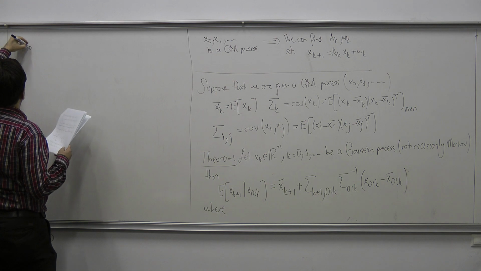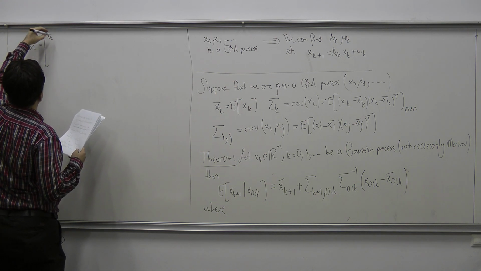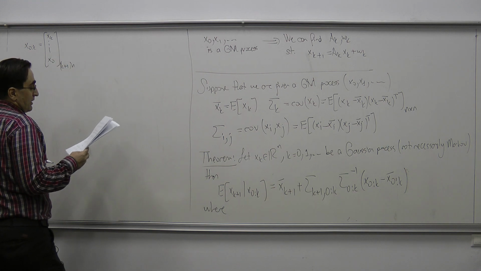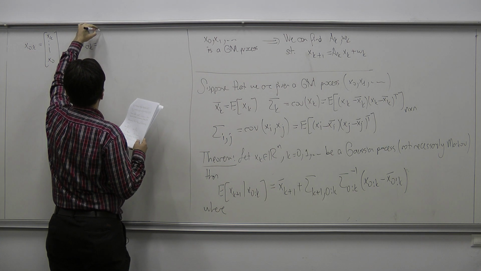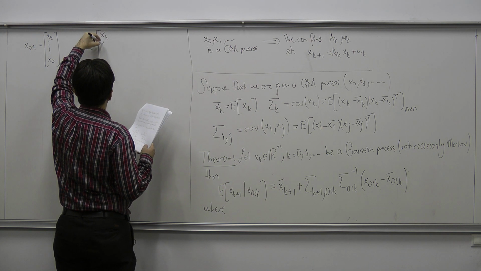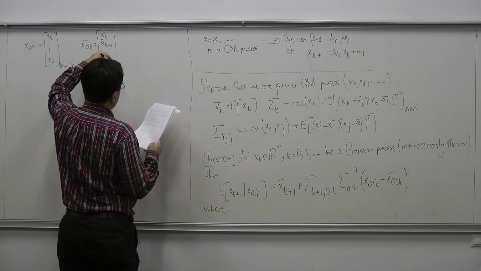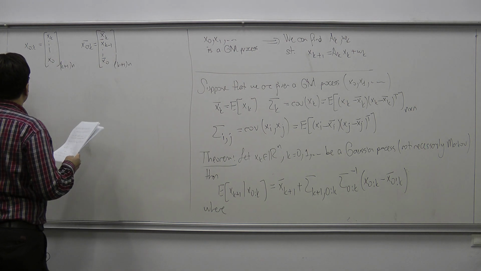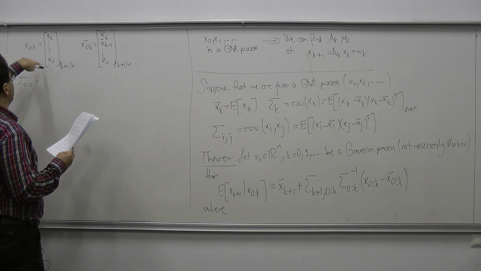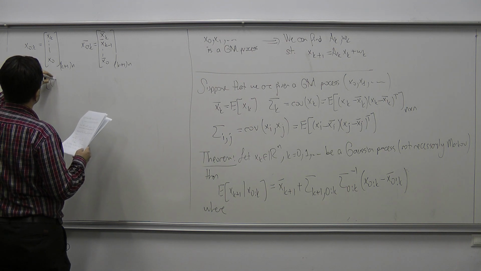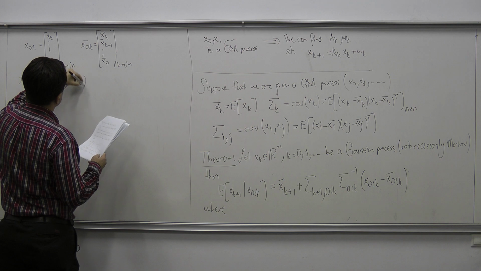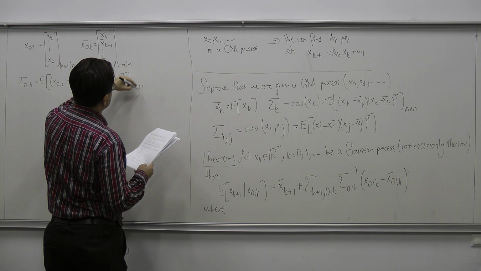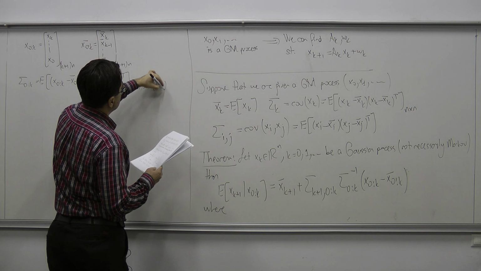Here these quantities are: x0k is nothing but the augmentation of xk to x0. We know that this is a k plus 1 times n size vector. And x0k bar is the augmentation of the means of this process, x0 bar. This is also a k plus 1 times n size vector. And sigma 0k is nothing but the covariance of this vector, and the size of this is k plus 1 times n by k plus 1 times n.